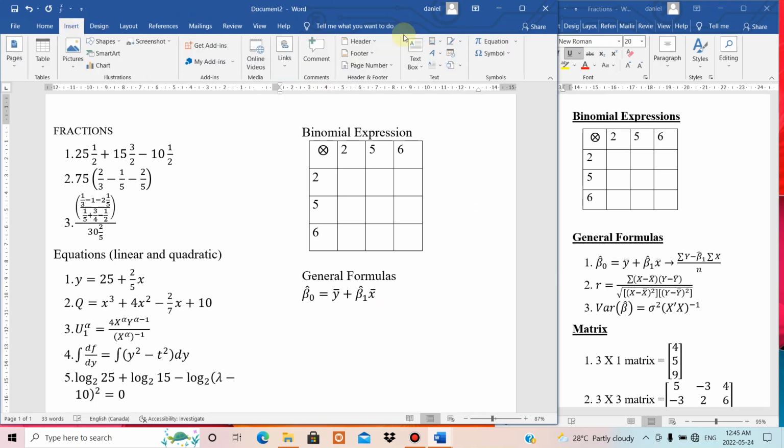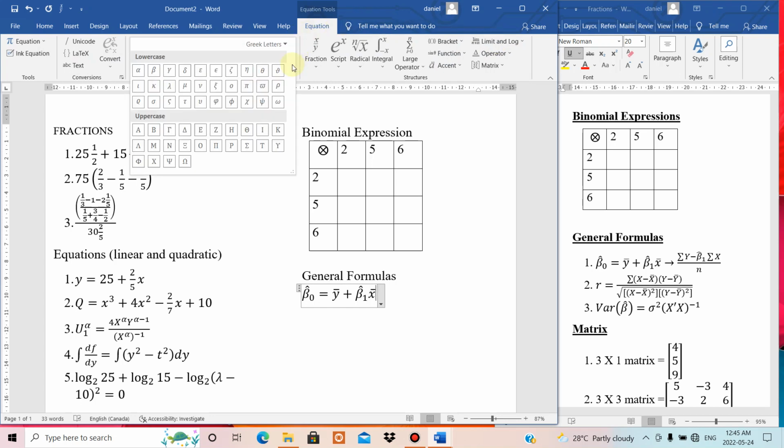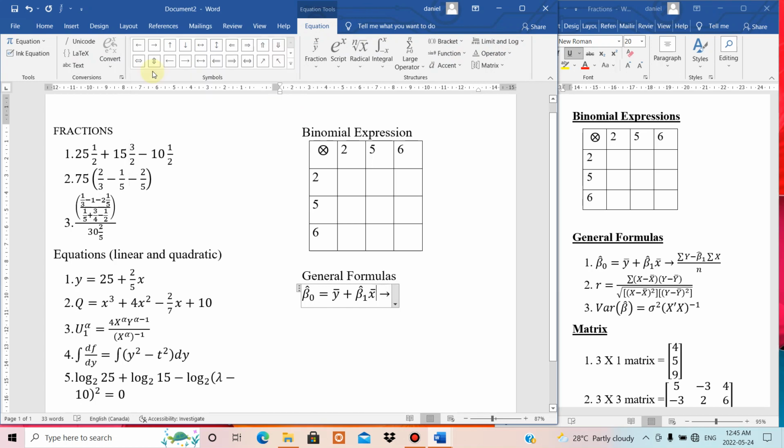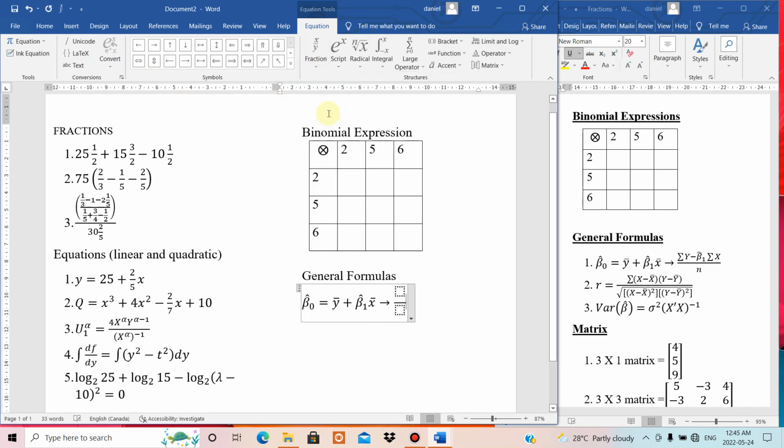So I showed you how you get your arrow. You go to arrows and you have the one which points out this way. Now we have a fraction and some summations on top. This expression that we are seeing is the same as what I'm about keying in again.